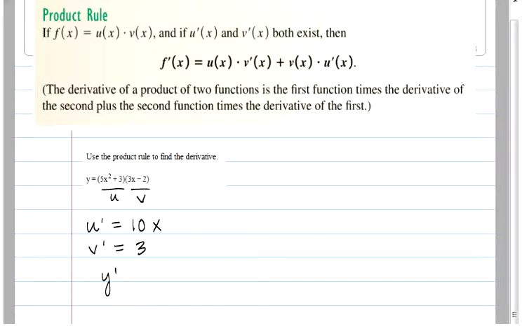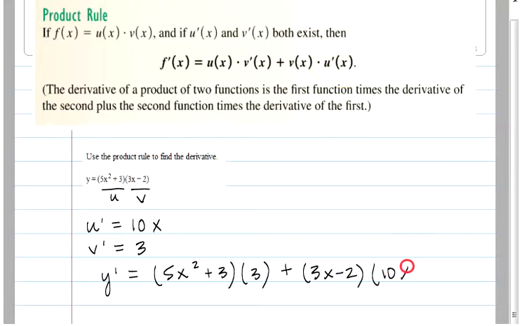So the derivative of y would be equal to the expression u, 5x squared plus 3, times the derivative of v, which is 3, plus the expression for v, which is 3x minus 2, times the derivative of u, which is 10x. So once we identify u and v and find the derivative of each of those pieces, putting the expressions into the product rule formula is pretty straightforward, and this expression that we have here represents the derivative of y.